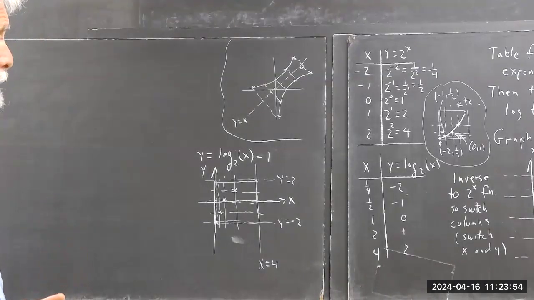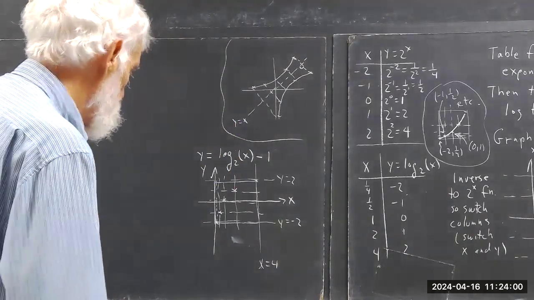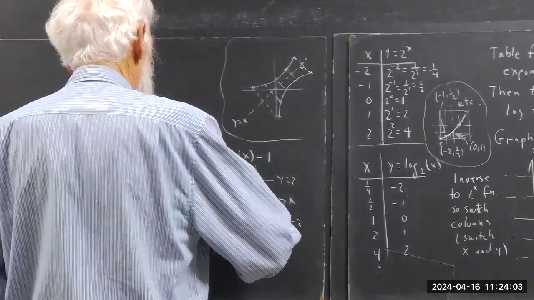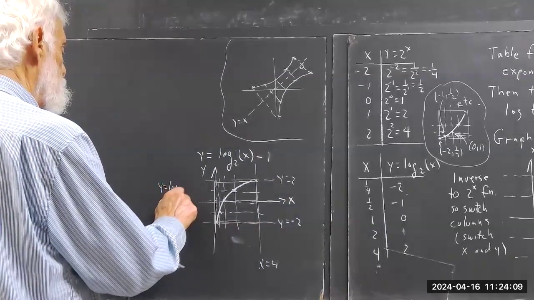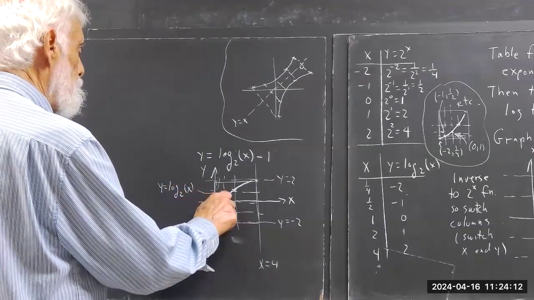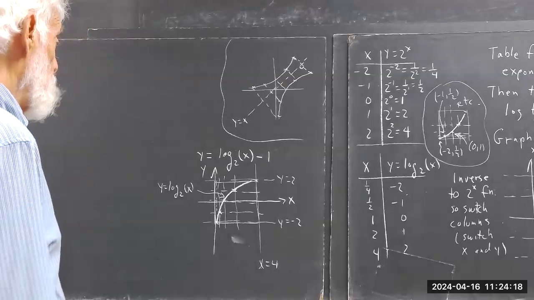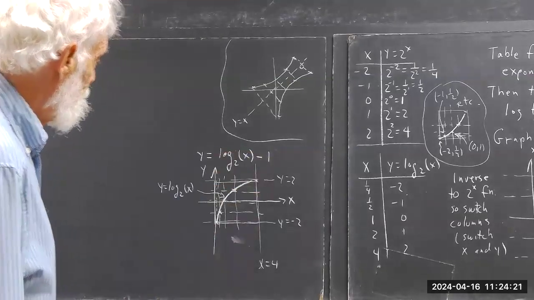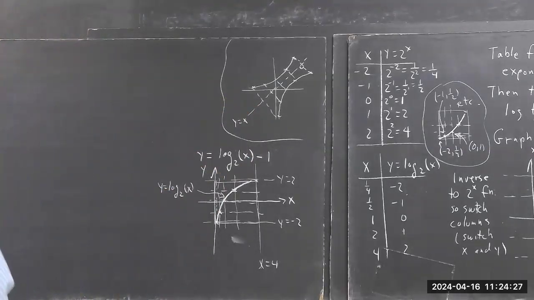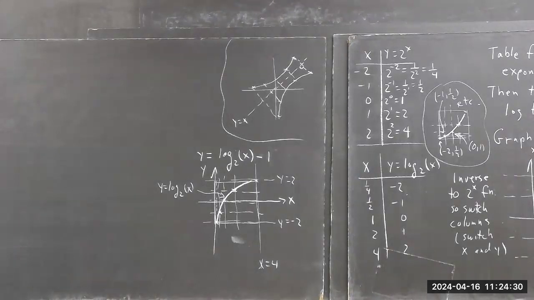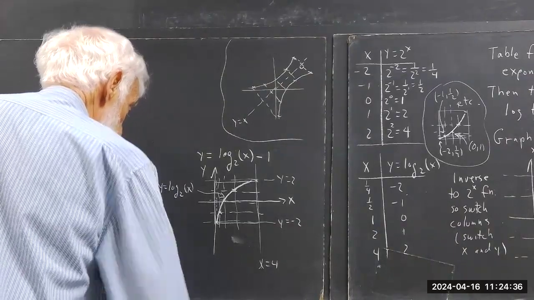Now, if I want to do the graph of y equals log base 2 of x minus 1, well, here's the graph of y equals log base 2 of x. There it is. And what's going to happen if I do log base 2 of x minus 1? That means every y value is going to be 1 less, which means that every point. Okay. I got my line.